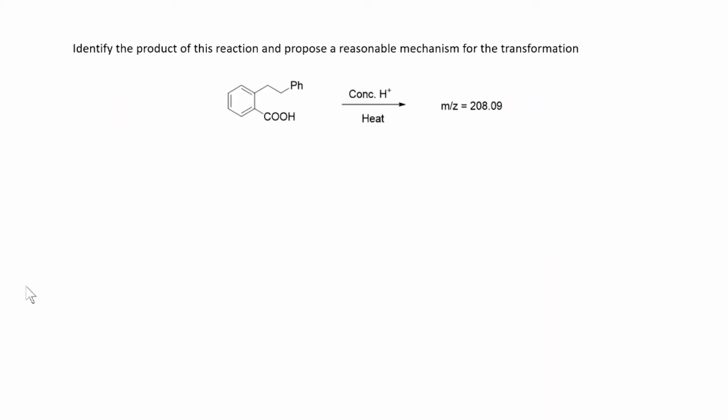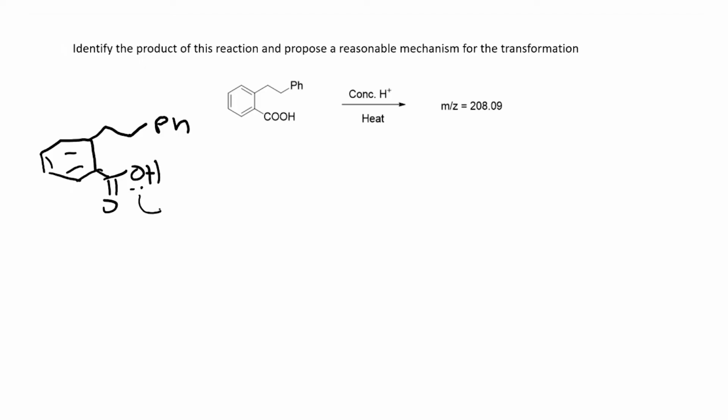So the problem here is to identify the product of this reaction and propose a reasonable mechanism for the transformation. Okay? So the way we would approach this problem is to look at the major functional groups in this reaction. So the major functional group in this reaction is actually the carboxylic acid. So if we were to draw the structure of the carboxylic acid and imagine what might happen to it when you heat it, one possibility is that it clearly gets protonated.